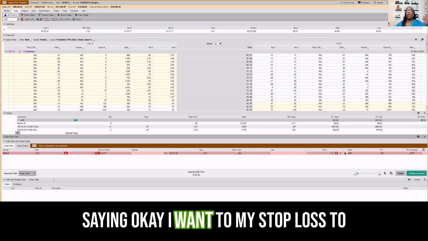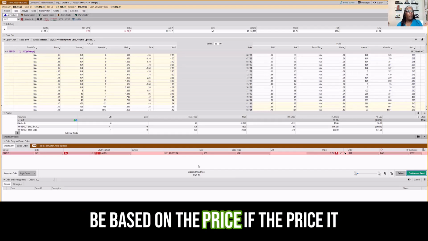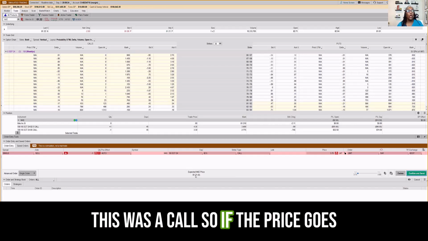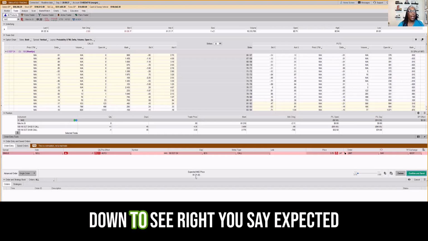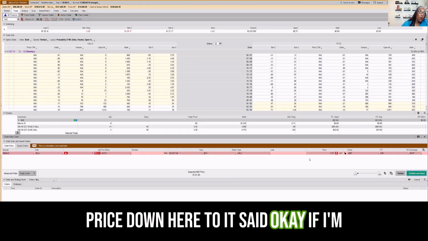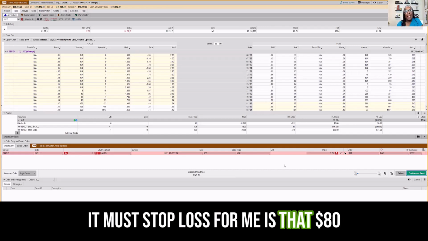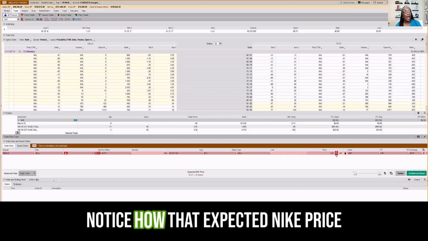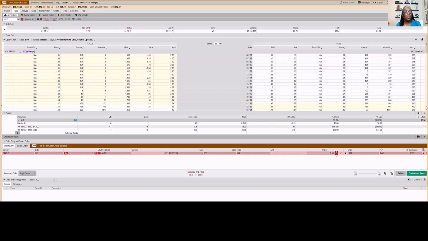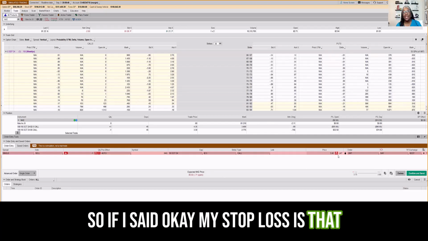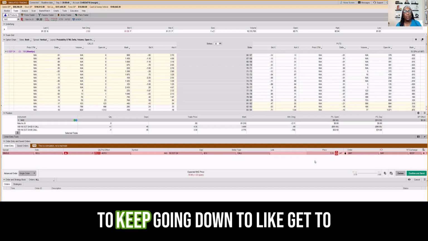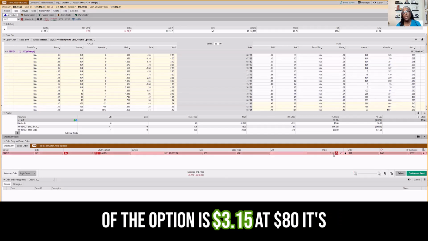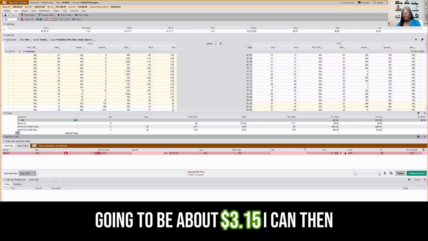And there's something called expected Nike price. So if you're saying, okay, I want my stop loss to be based on the price, if the price gets down, this was a call. So if the price goes down, see right here, expected price down here. Say my stop loss is at $80. As I adjusted this price here, notice how that expected Nike price changes. So I keep going down till I get to maybe $80, and it says the price of the option is $3.15. At $80, it's going to be about $3.15.